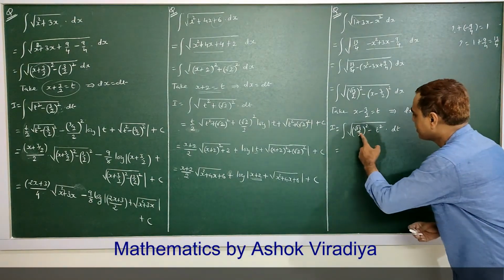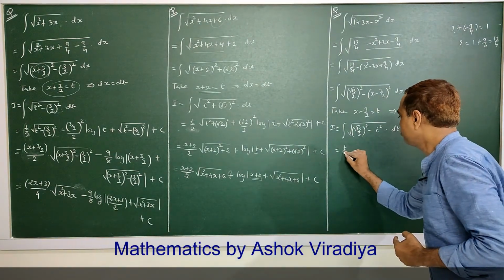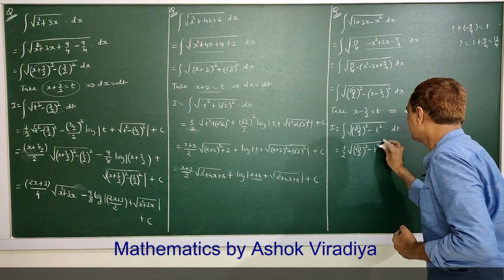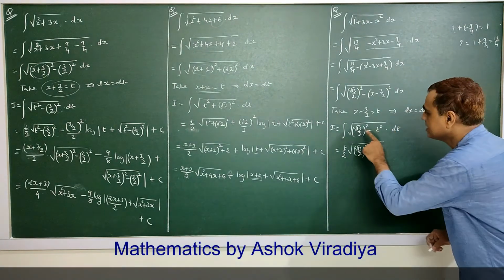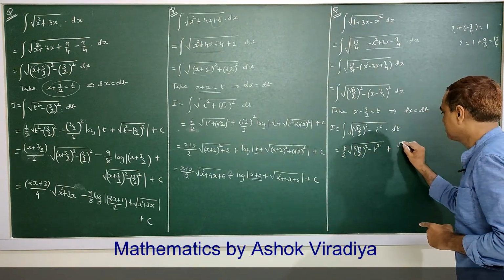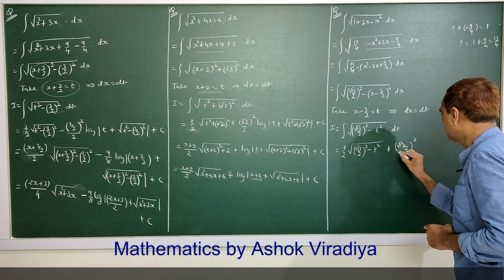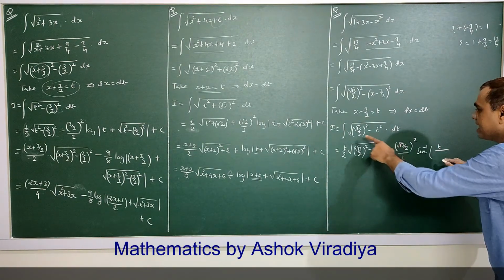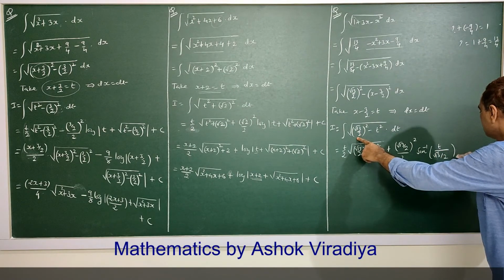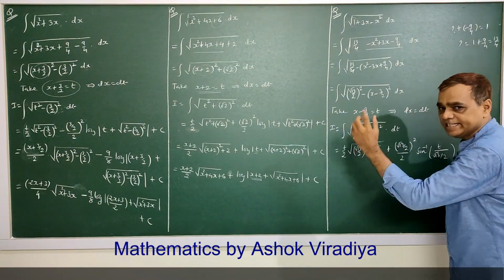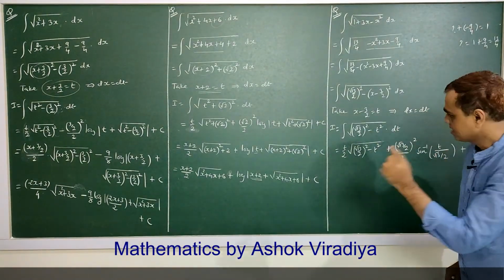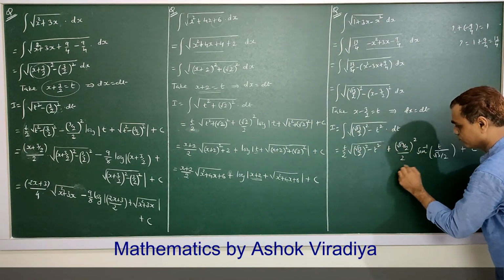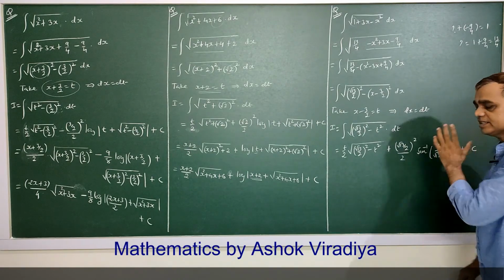Now the application of root a square minus x square. The integral of root a square minus x square is x by 2 root a square minus x square, plus a square by 2 sine inverse x upon a, plus c.